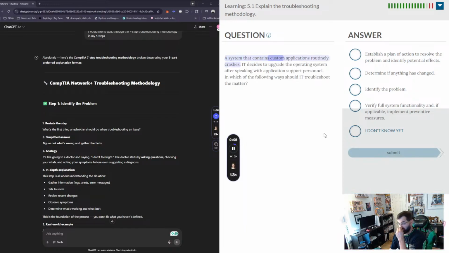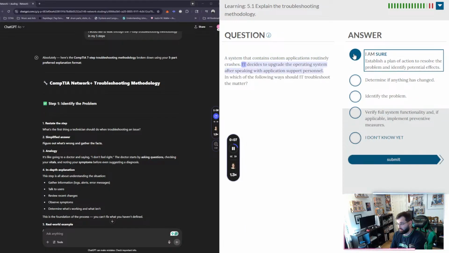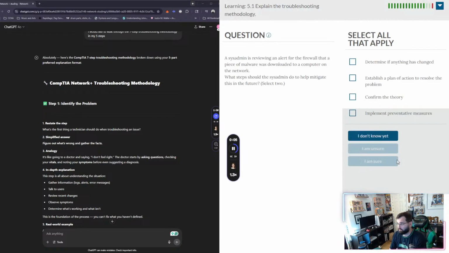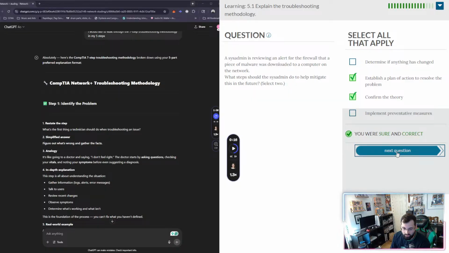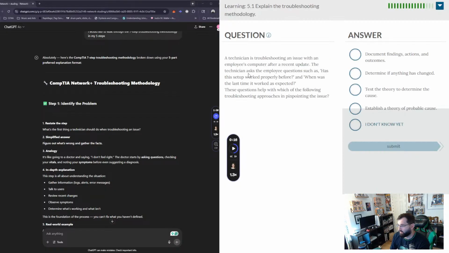A system that contains custom applications routinely crashes. IT decides to upgrade the operating system after speaking with application support. A sysadmin is reviewing an alert for the firewall that a piece of malware was downloaded to a computer on... Okay, here we go. It's the infamous question. Here we go. Confirm the theory. Establish a plan of action to resolve the problem. Oh, let's go. Oh my gosh.